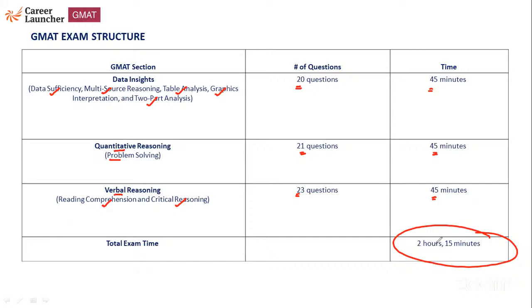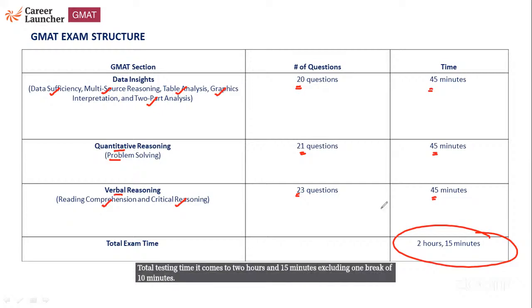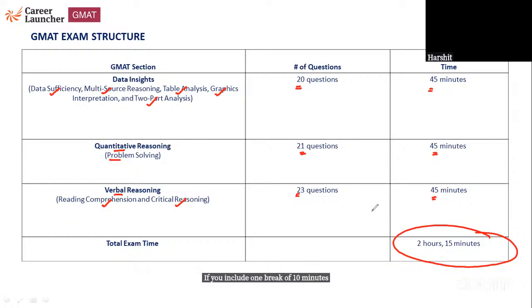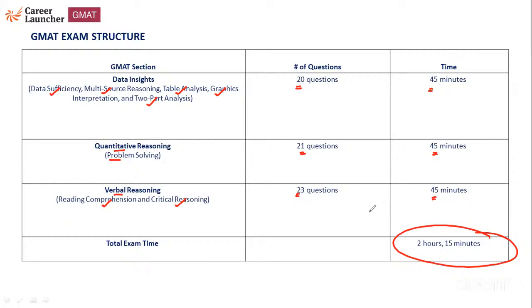Total testing time comes to 2 hours and 15 minutes, excluding one break of 10 minutes. So if you include one break of 10 minutes, the duration which will be there at the exam center will be 2 hours and 25 minutes.